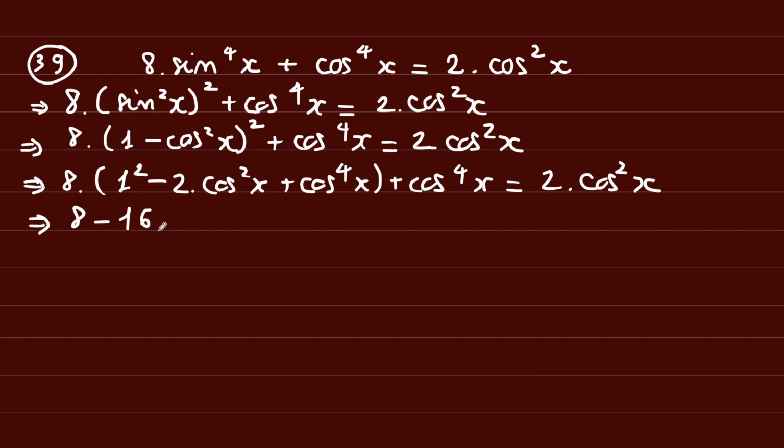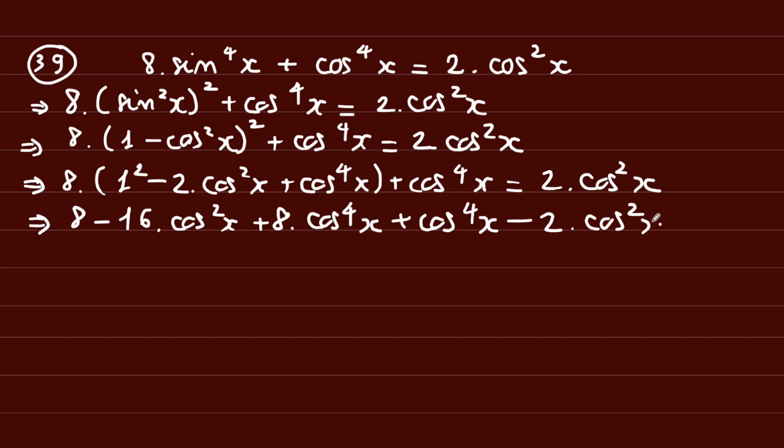And then you get here 8, this is 16 multiplied by cos square h plus 8 multiplied by cos to the power of 4 plus cos to the power of 4 h, and change position from right to left. You get negative 2 cos square h equal to 0 like this. And after that, simplify this one. The cos to the power of 4, you get 2 terms, 1 and 2h, plus 1 equal to 9.